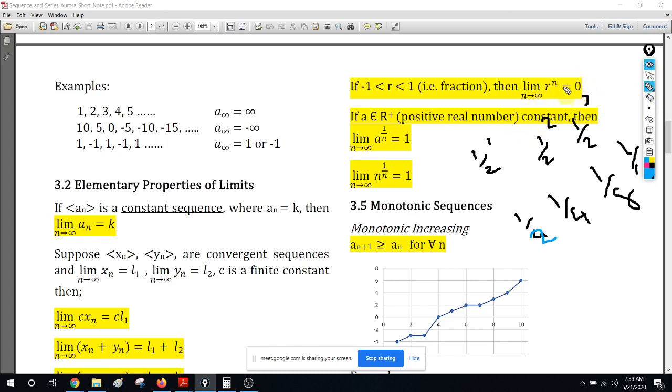So it's getting closer and closer to what? 0. Now we can see when r is greater than 1, plus infinity. When r is less than minus 1, minus infinity. When r is between minus 1 and plus 1, it is getting closer and closer to 0. Right? So those are very important limits, right? So limits are always the unknown. And then we have a calculus question.